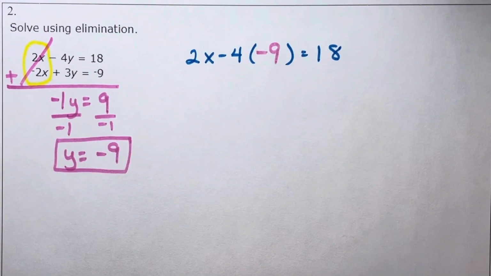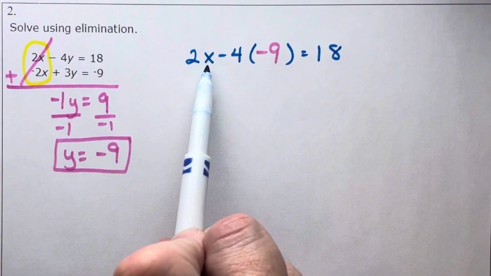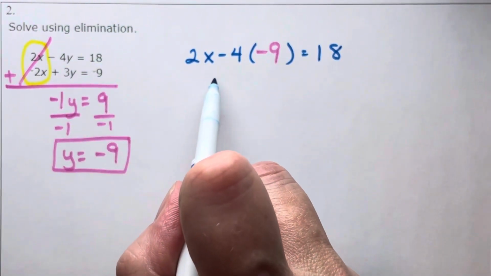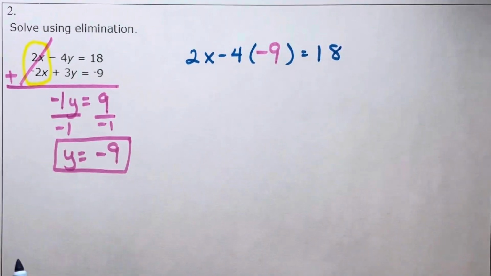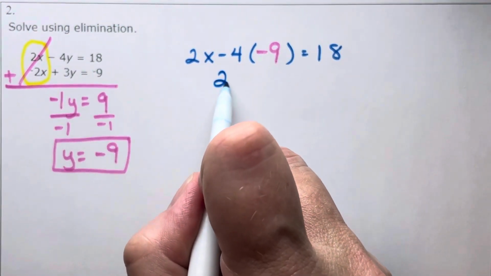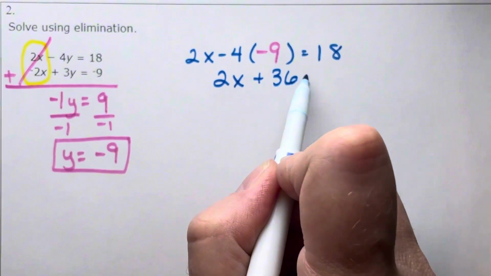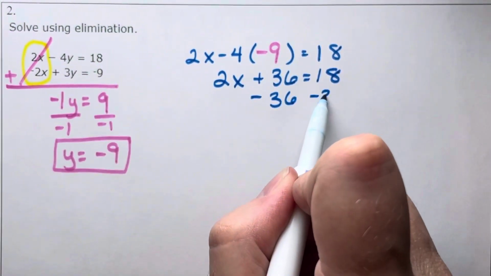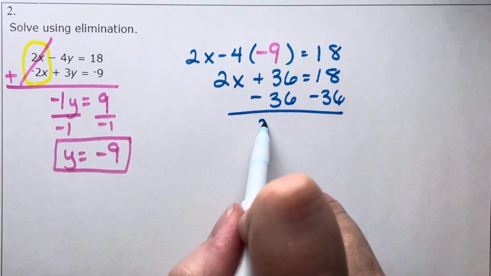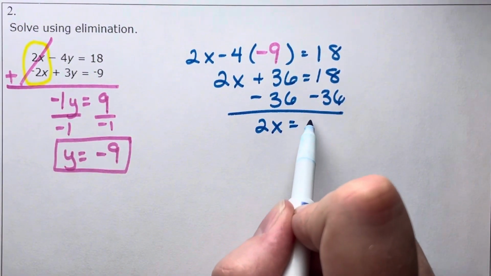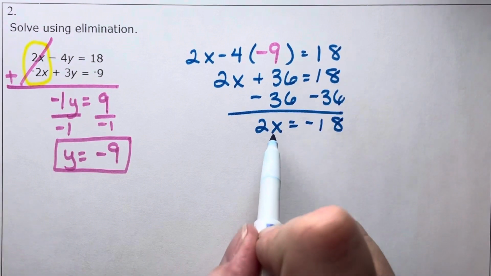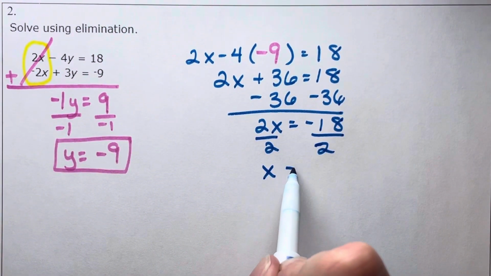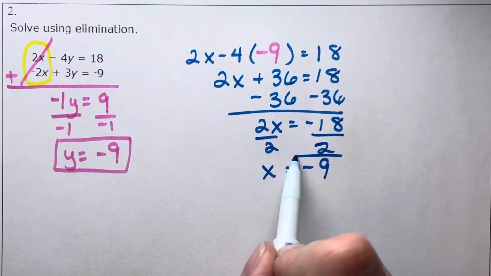Okay, as a result, there should be an x and only an x in your equation. Let's go solve and simplify. So 2x minus 4 times -9 equals 18. That gives us 2x plus 36 equals 18. After subtracting 36 on both sides of the river, we have 2x equals -18. And to finish it off, we divide by 2, giving us x equals -9 also.